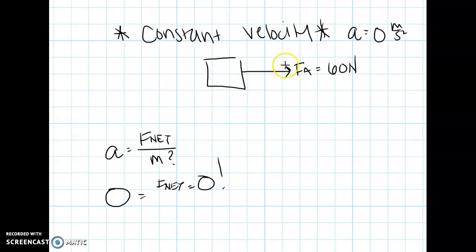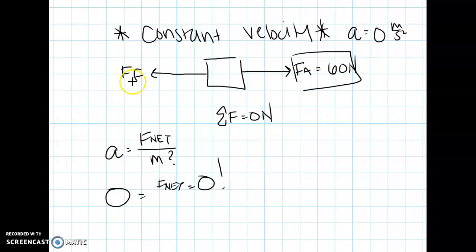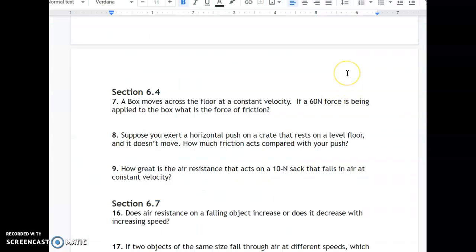Okay? So in order for the sum of the forces to be equal to 0 here, what does this force of friction have to be equal to? Well, it has to be equal to the supplied force. So the force of friction should be negative 60 newtons, or 60 newtons in the opposite direction, because as we know, the frictional forces always act opposite to our motion.